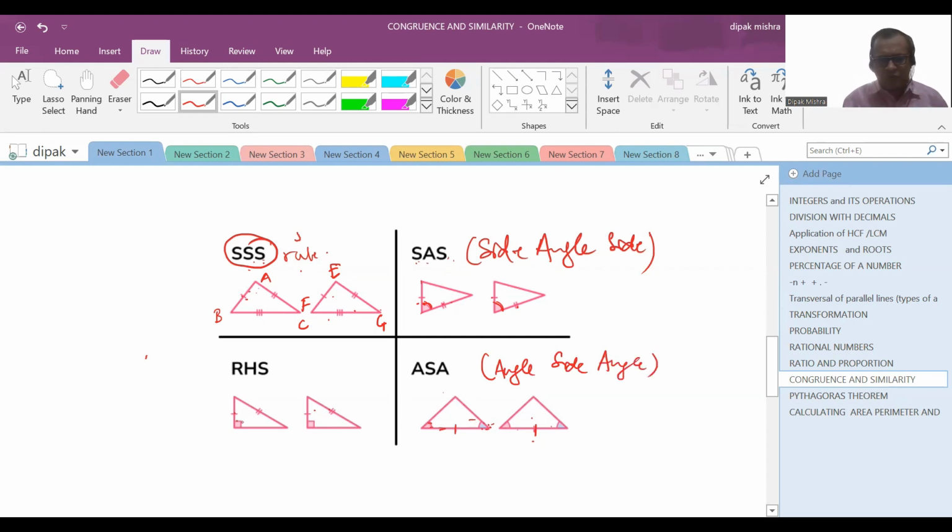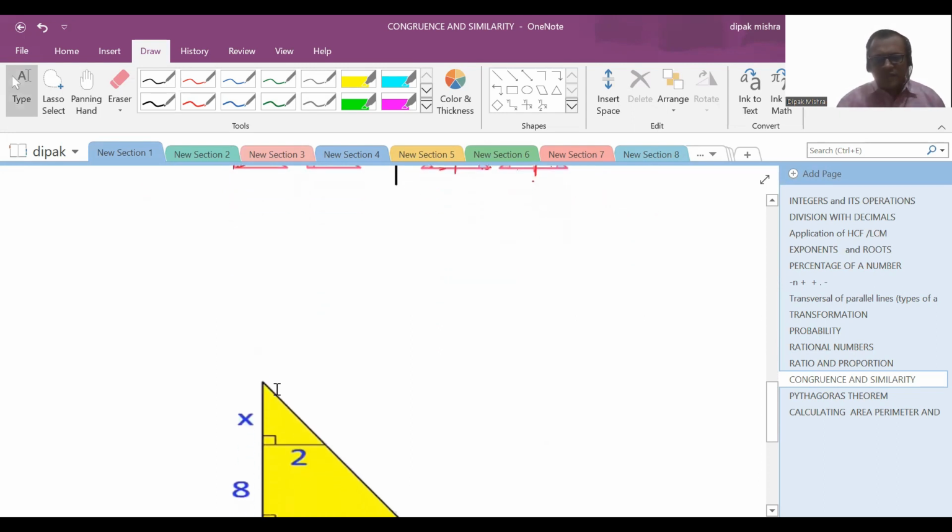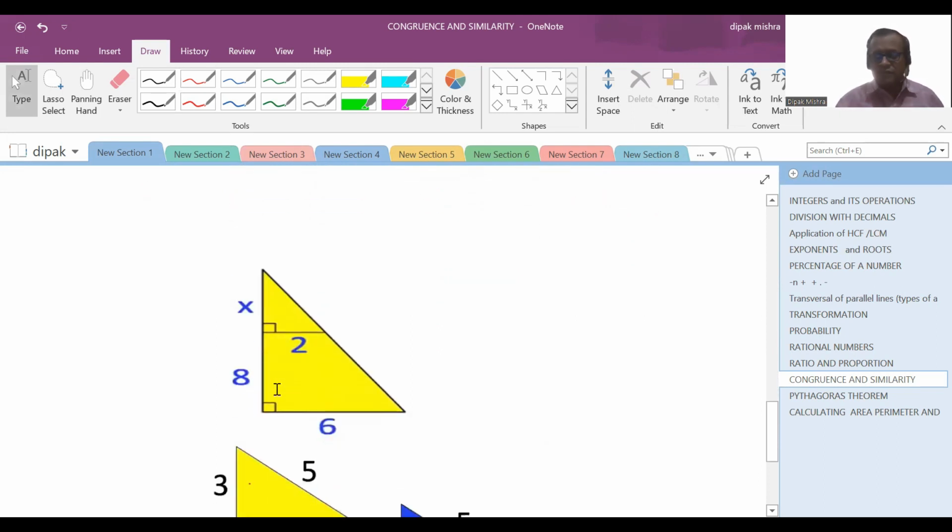And in the fourth one, in a right angle triangle, if the right angles are equal, the hypotenuses are equal, and one of the other sides is also equal, then this is a case of right angle, hypotenuse, and side congruency. So the RHS congruency is the fourth kind of congruency. We can use these things to calculate various dimensions given in an exam.